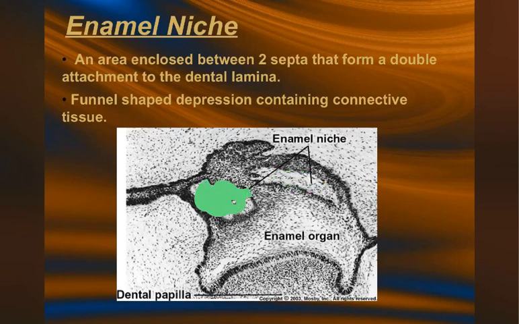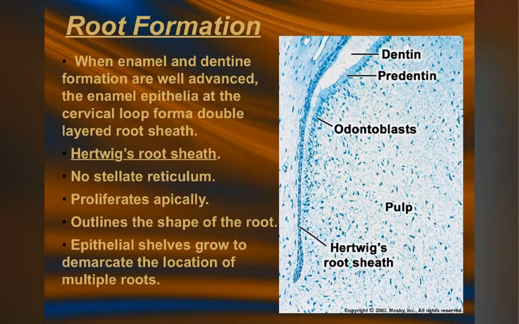And they are outside the enamel organ, so the cells within these areas are not stellate reticulum cells, they are connective tissue cells. Also, you can call them ectomesenchymal cells. They are not important. Now we'll talk about root formation.